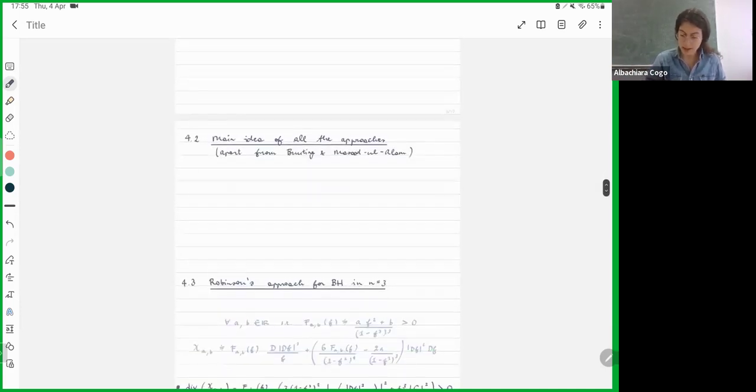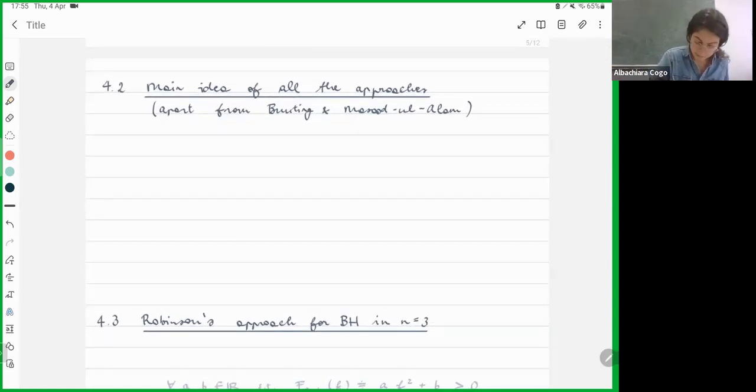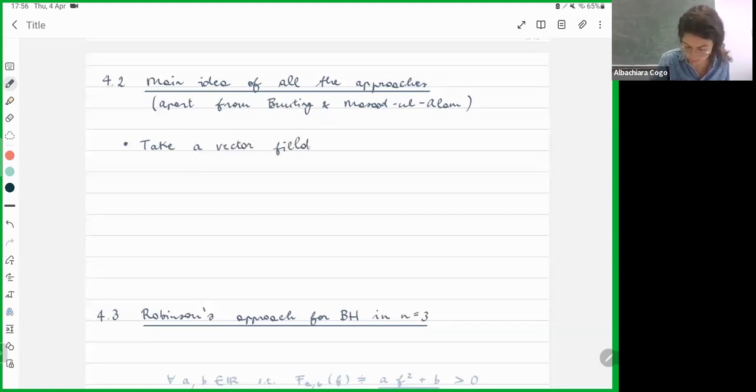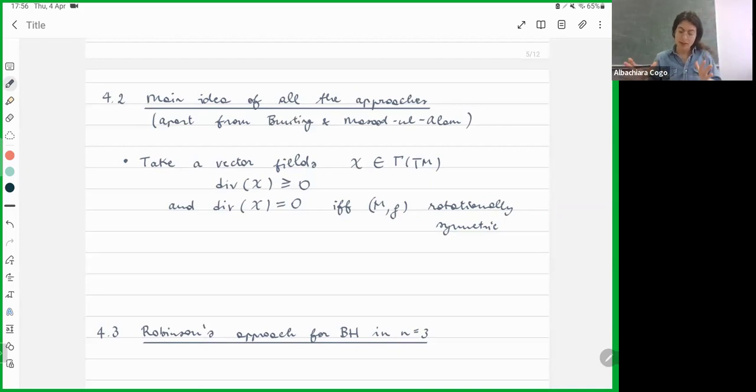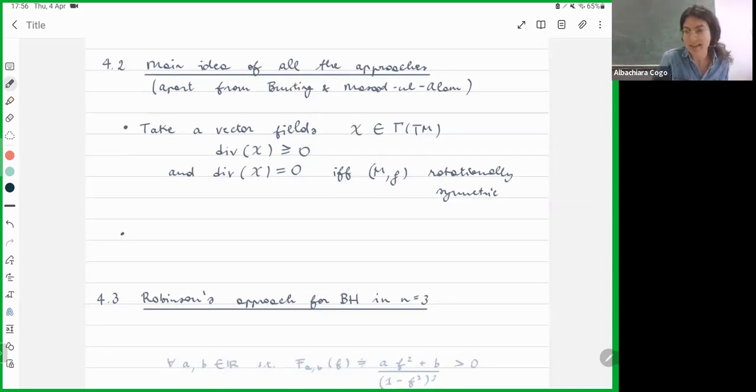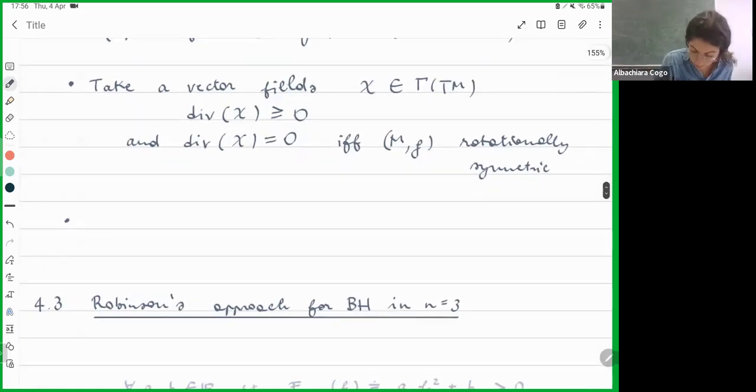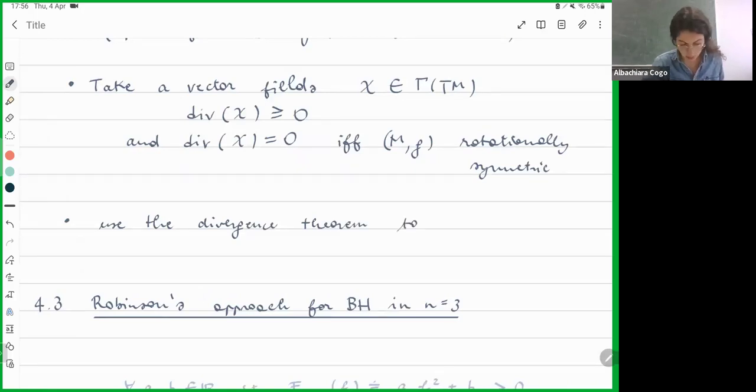The important thing is the main idea of all the approaches, apart from Bunting and Masood-ul-Alam, is the following. It's very easy to say. Take a vector field or a family of vector fields. We take a vector field in M such that its divergence is non-negative and is 0 if and only if (M, g) is rotationally symmetric. So somehow this divergence has to encode some tensors or quantities that detect rotational symmetry. And all the methods have different ways to detect it. We are going to see what we use in our method. And then we use the divergence theorem to transfer the problem to the boundary.